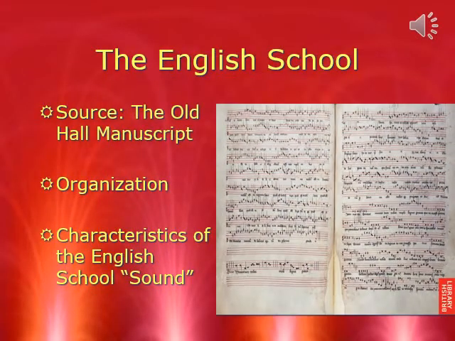Now on to the English school. When I use the term school, ladies and gentlemen, I want to be sure you understand that I'm not referring to a physical building, but a national style of composition that the English developed. Our source for this national school of composition is the Old Hall manuscript of 1440, and the graphic I have here is actually of that very same manuscript. These are some parts that were written by Dunstable.